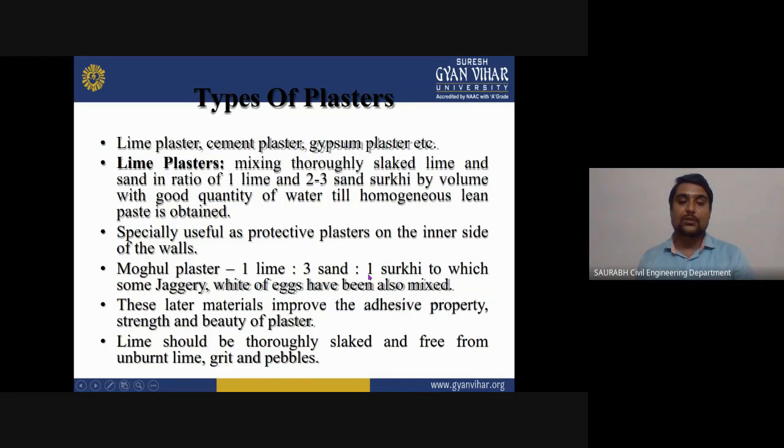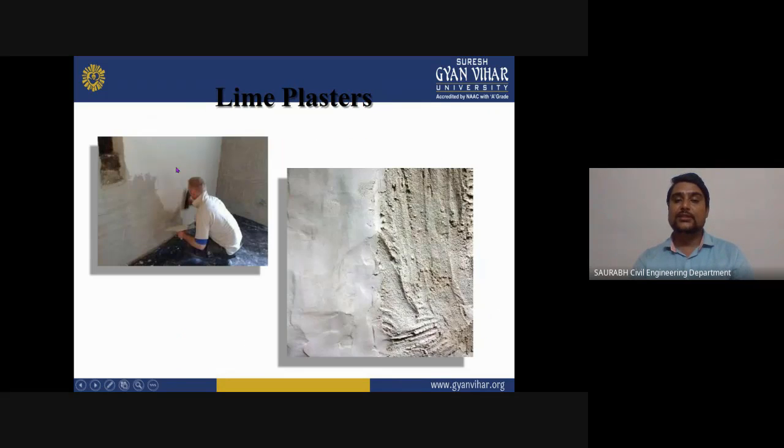And there is also one plaster where we have to use one part of lime, three parts of sand, and one part of surkhi, to which some jaggery and egg whites have also been mixed, in the Mughal plaster. These latter materials improve the adhesive properties, strength and beauty of the plaster. Lime should be thoroughly slaked and free from unburnt lime, grit and pebbles. This is the image of lime plaster, as you can see here. And in lime plaster, the color will also be the whiteness of your plaster.